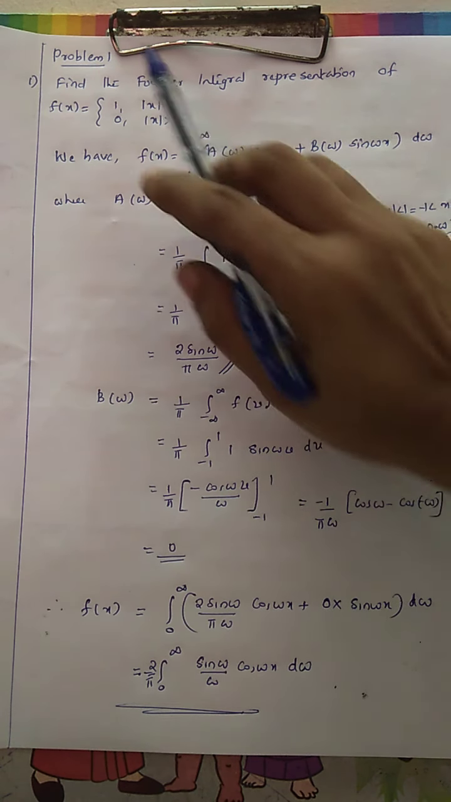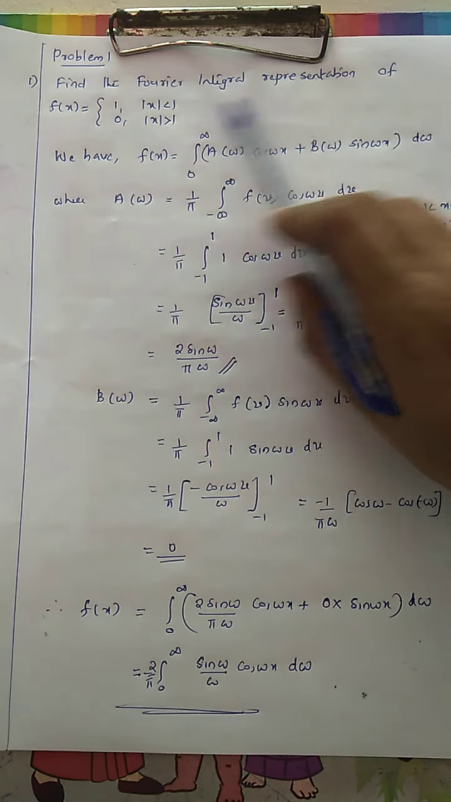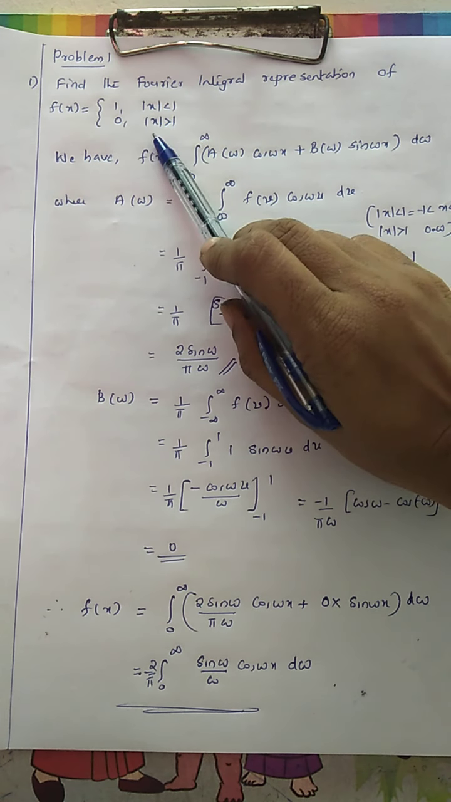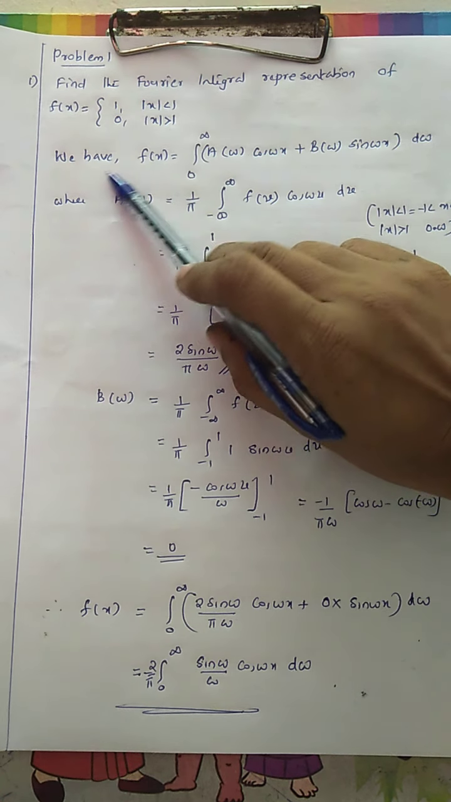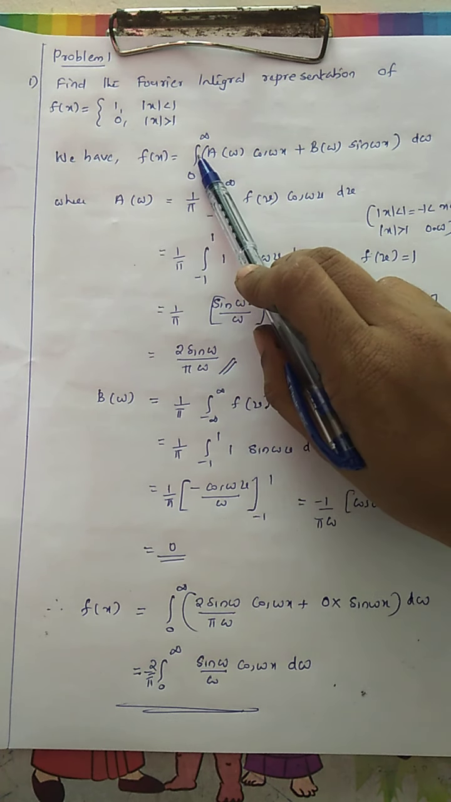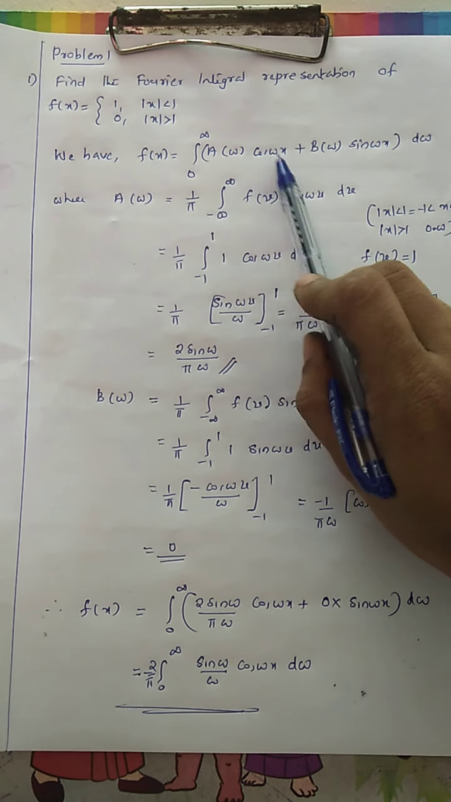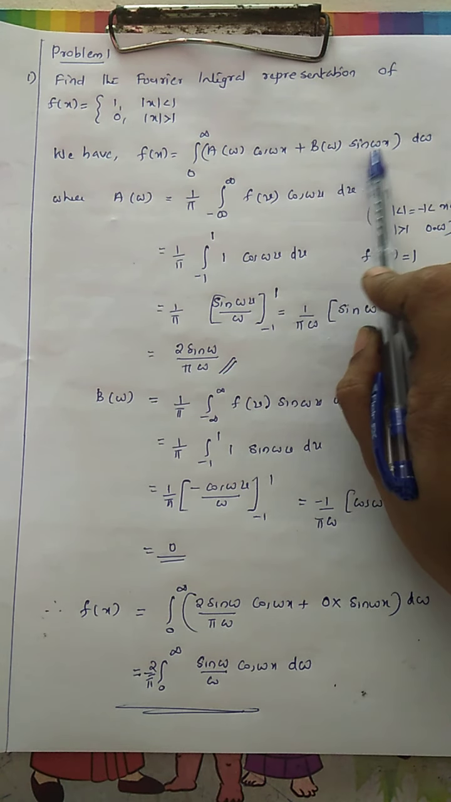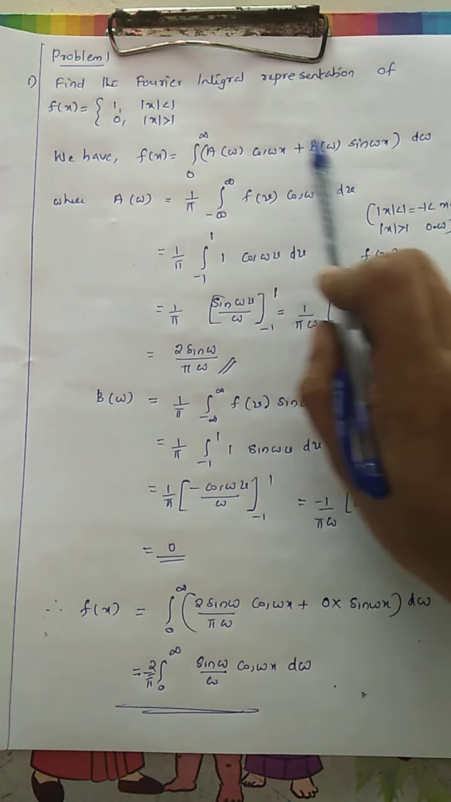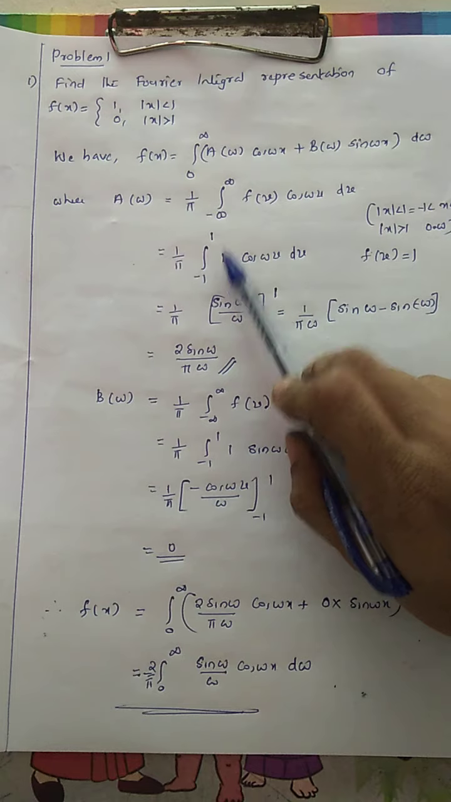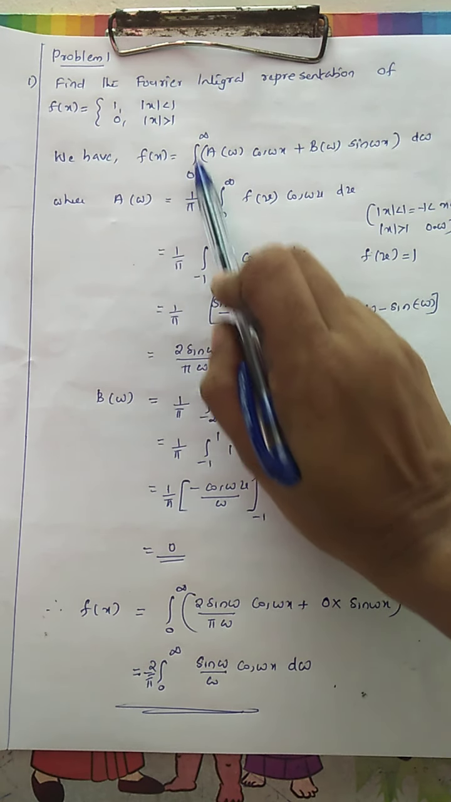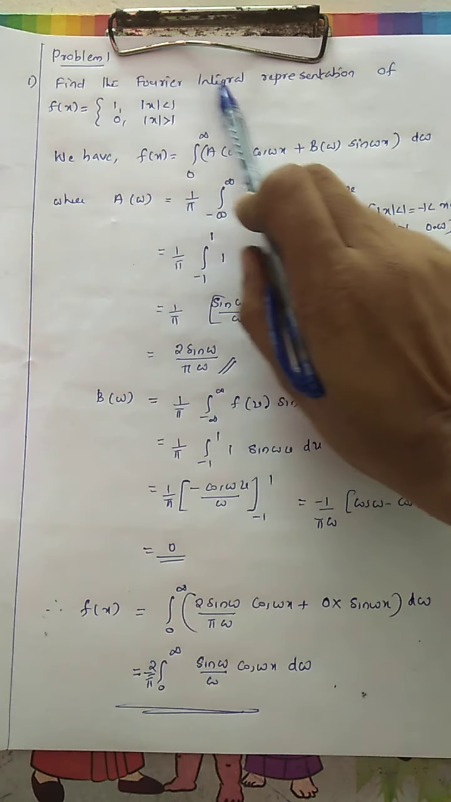Let me explain the first problem. Find the Fourier integral of f of x equal to 1 for modulus x less than 1, and 0 for modulus x greater than 1. We have the Fourier integral of f of x given by integral 0 to infinity a of omega cos omega x plus b of omega sin omega x d omega. Here our aim is to find a of omega and b of omega and substitute in this expression so that you can express f of x in integral form, which is called Fourier integral.